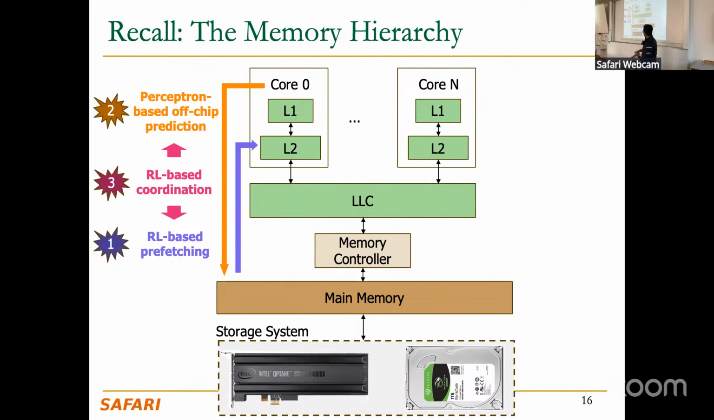Then Rakesh is going to cover the second part of the lecture, which focuses on the storage subsystem. Let's say you have a hybrid storage system, comprised of a fast storage as well as a slow storage, which we are showing here as an Intel Optane SSD as well as a normal hard disk drive. In this sort of hybrid storage system, how can reinforcement learning be used to make data placement decisions as well as data migration decisions? Rakesh is going to cover that.